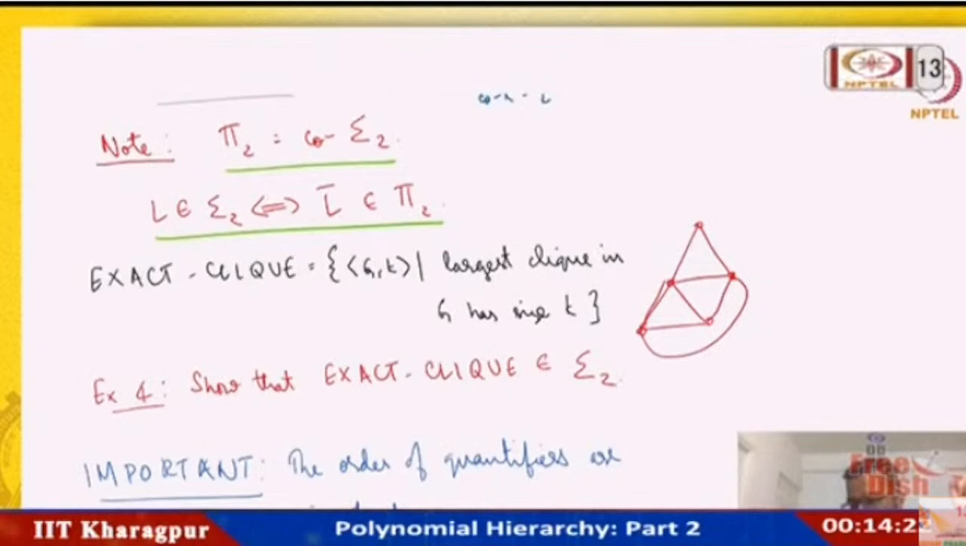Now show that exact clique is in sigma 2. So you have to write it: there exists a clique of size k, and for all sets of size bigger than k, there is no clique. So this is the rough high level idea. You can try to figure out how to write it in a logical sense in a way that is verifiable in polynomial time.